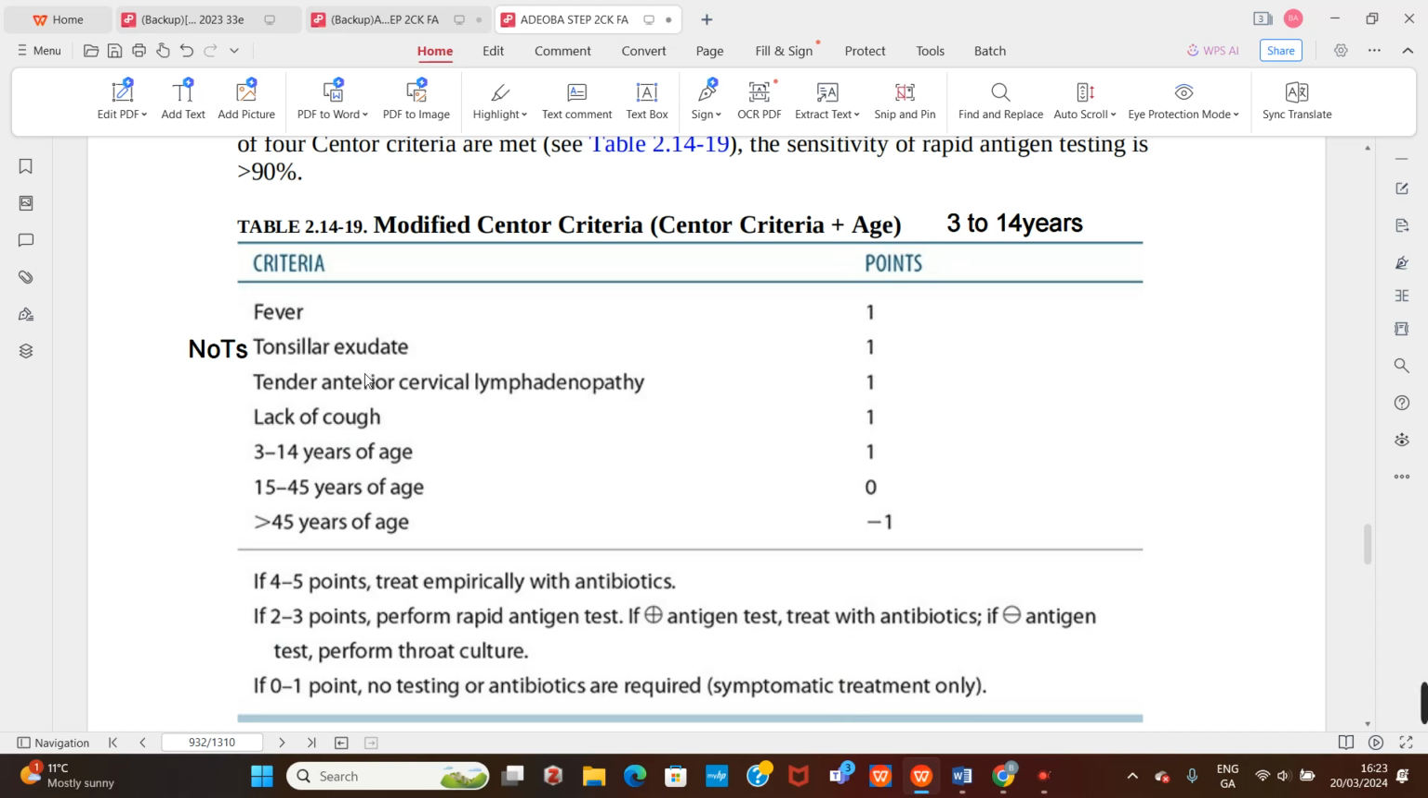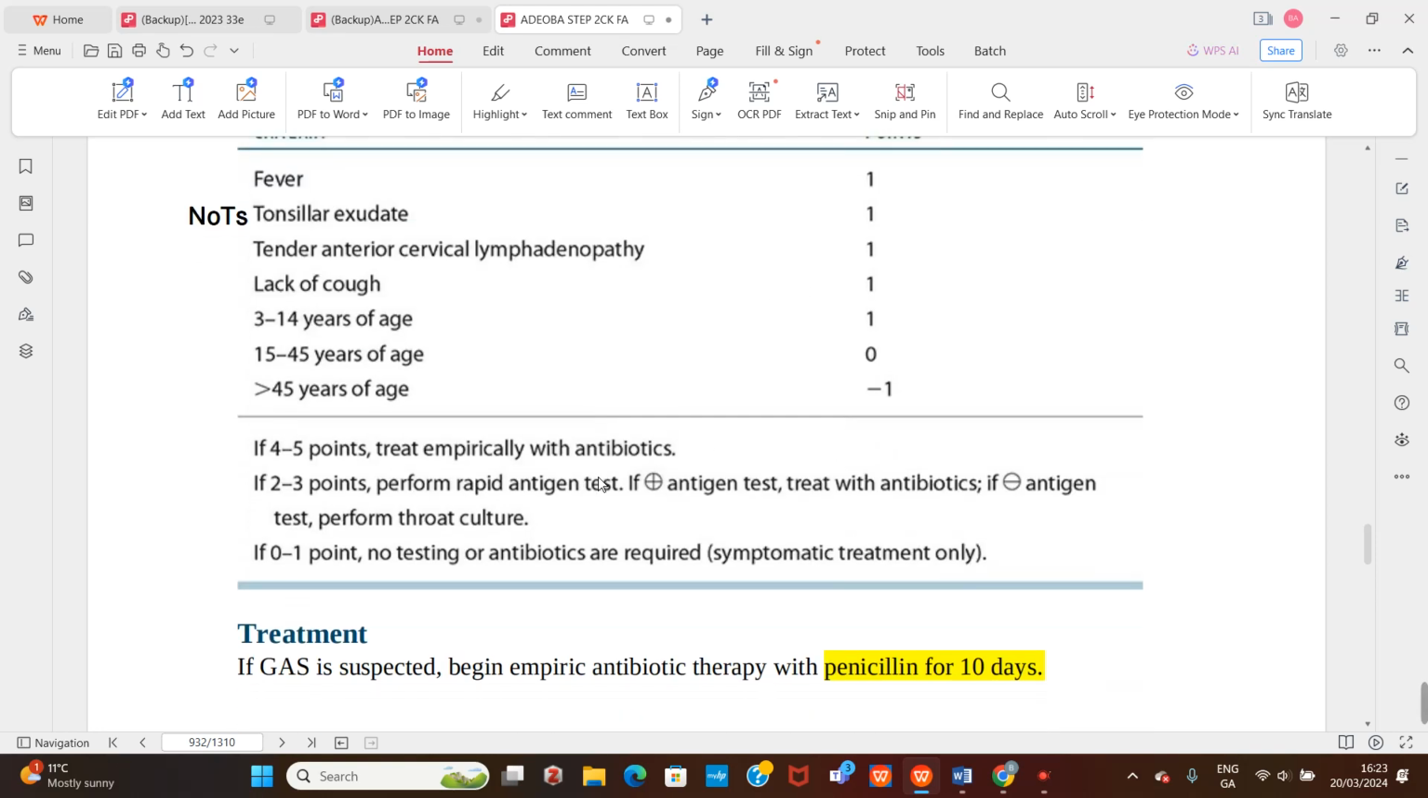Then the 3 T's. The first T, temperature greater than 38, 1 point. That's a fever. The next T is a tonsillar exudate. The third T is a tender cervical adenopathy. So that's 5. If the person is within the age of 15 to 45, 0. If the person is more than 45 years, you further subtract 1 from the points that the person has scored initially. So you now look at what you have. How many points did you have?